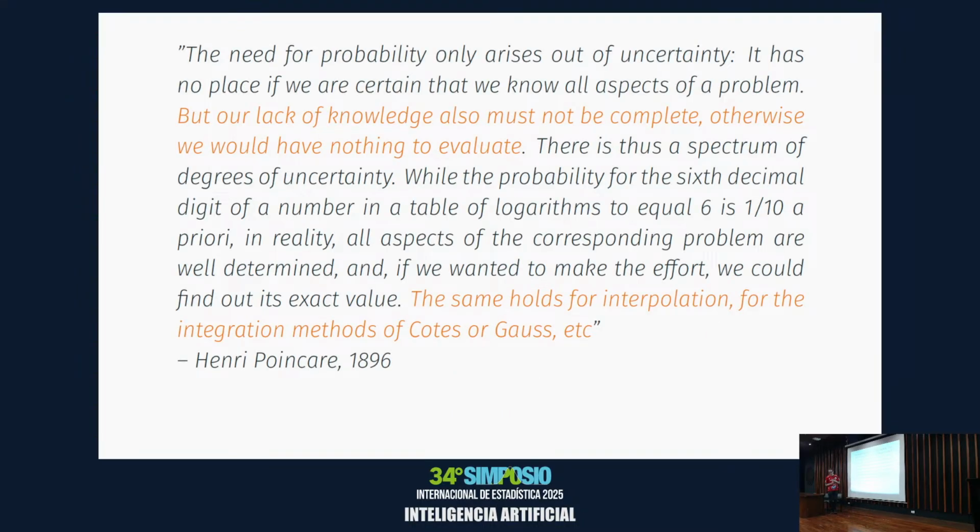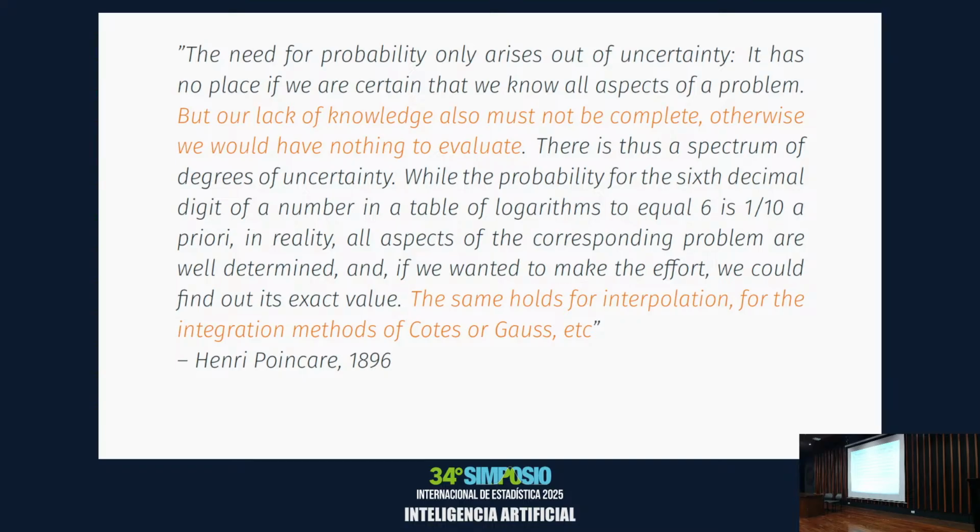Poincaré wrote this. We're going to read this because it's quite nice. The need for probability only arises out of uncertainty. It has no place if we were certain that we knew all aspects of the problem. But our lack of knowledge also must not be complete. Otherwise, we would have nothing to evaluate, right? If you truly are in a state of, I have no idea, probabilities are completely unnecessary as well.